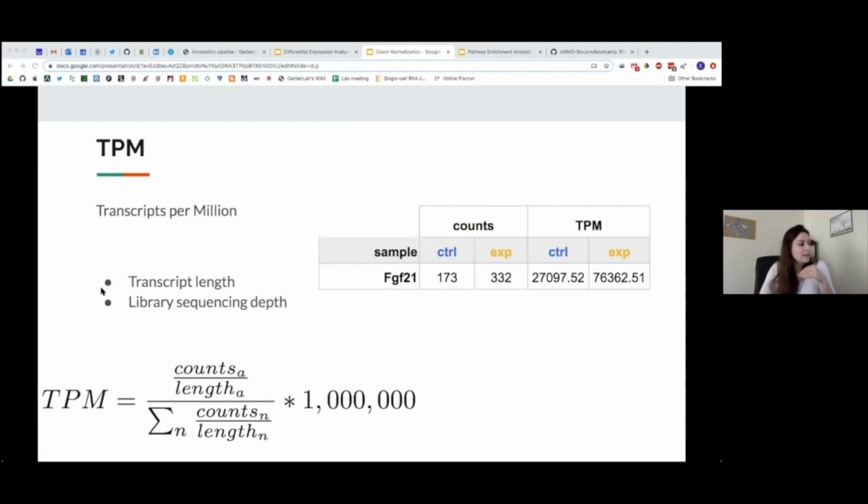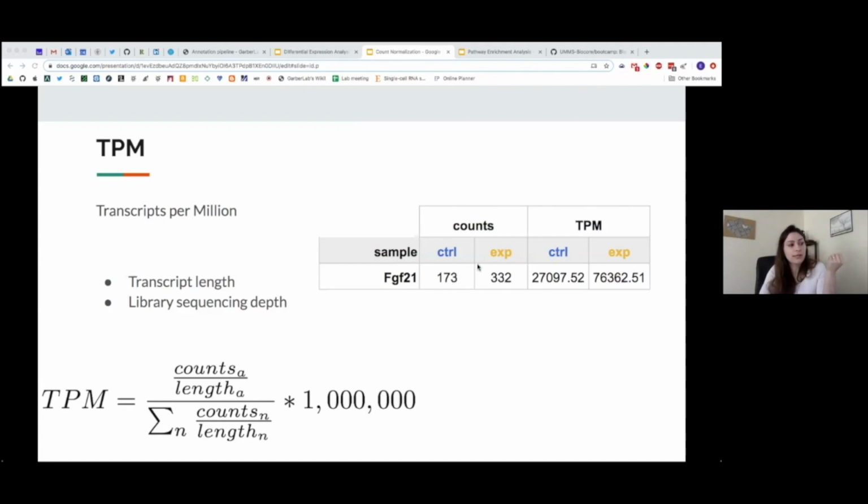And in the case of normalizations that account for both the transcript length and library sequencing depth, like we discussed before, we can also compare across transcripts. So having 27,000 TPMs of FGF21 and maybe 50 TPMs of another gene means that I expect to find a lot more molecules of FGF21 than of the other gene. And you can actually make those comparisons across genes as well. And it's great for identifying, for example, the highest expressed genes in your sample or the lowest expressed genes in your sample.